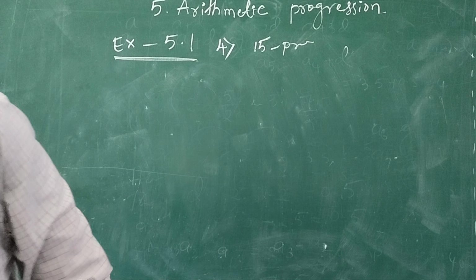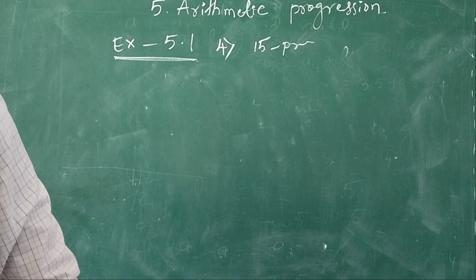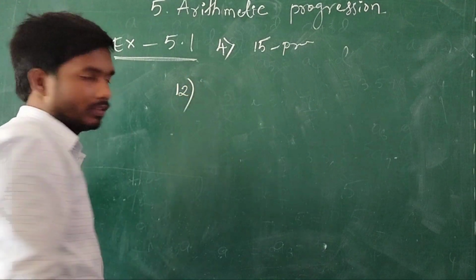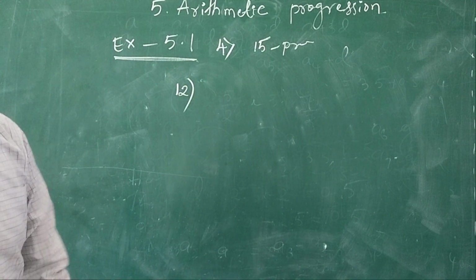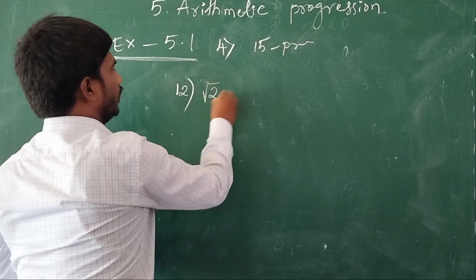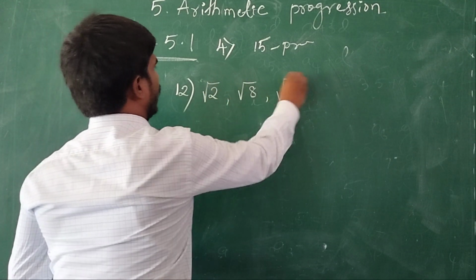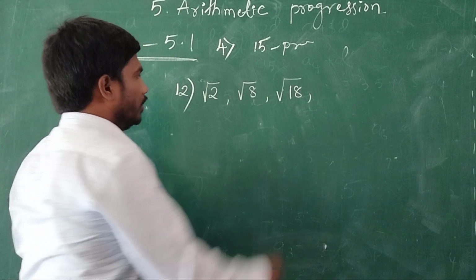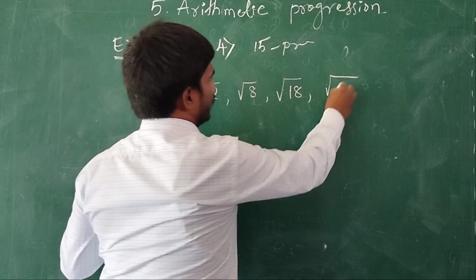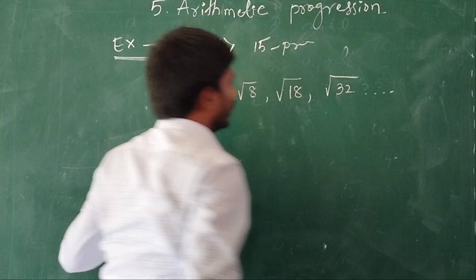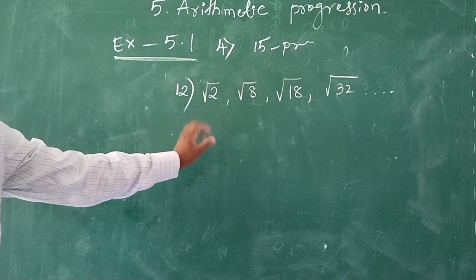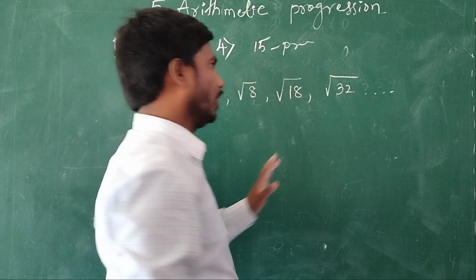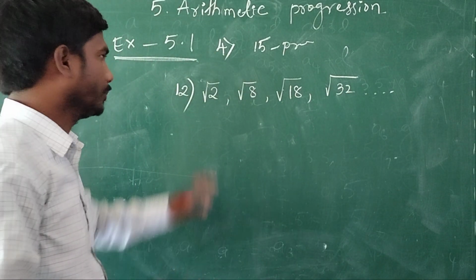See that 12th problem. I will explain it a little differently. Root 2, root 8, root 18, root 32. Are they in AP? Root 2, root 8, root 18, root 32. They are in AP or not? We need to check whether these are in AP or not.